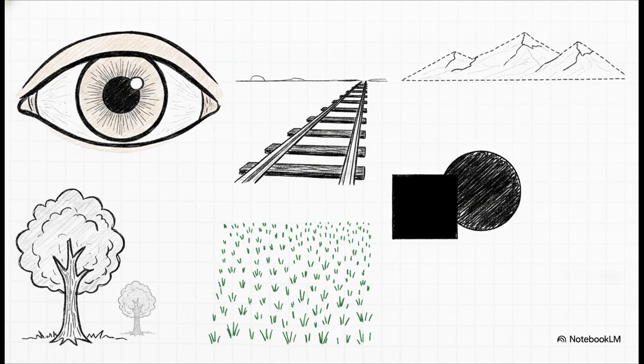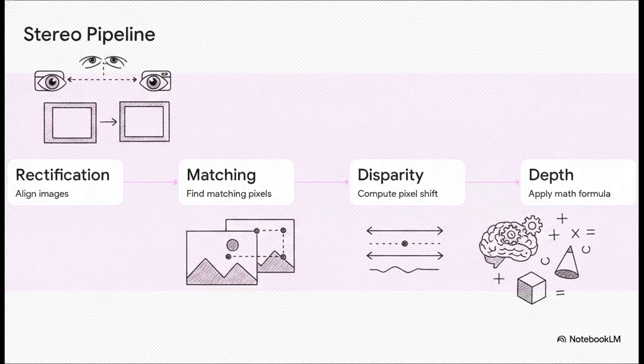Machine vision actually attempts to implicitly learn these exact same biological cues from massive amounts of data. But, well, before deep learning came along, classical machine vision just copied human biology, specifically our stereo vision. It requires 2 cameras separated by a known distance, just like our 2 eyes. And this method relies on a specific 4-step pipeline. First up, rectification mathematically aligns the images from the left and right cameras onto the exact same horizontal plane.